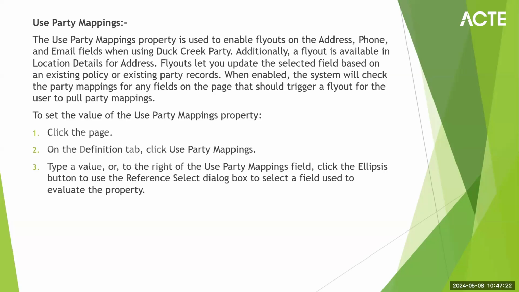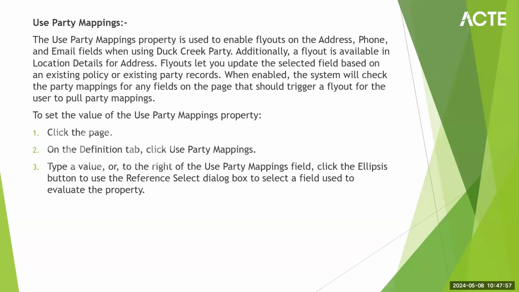Use party mapping. Party mapping will enable, especially for example, some of the fields like email, address, phone number. These fields need to be displayed by default when you enter the state, right? Automatically the pin code should be displayed. These kinds of things are mapped by default in the background. Already the data is there in the background.